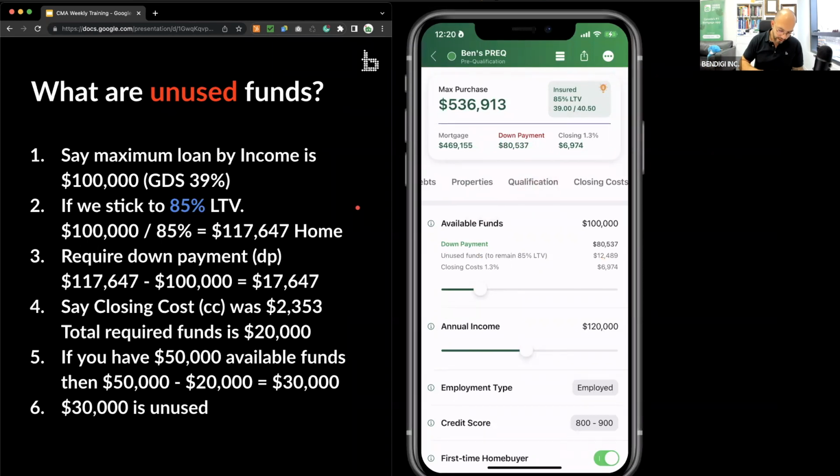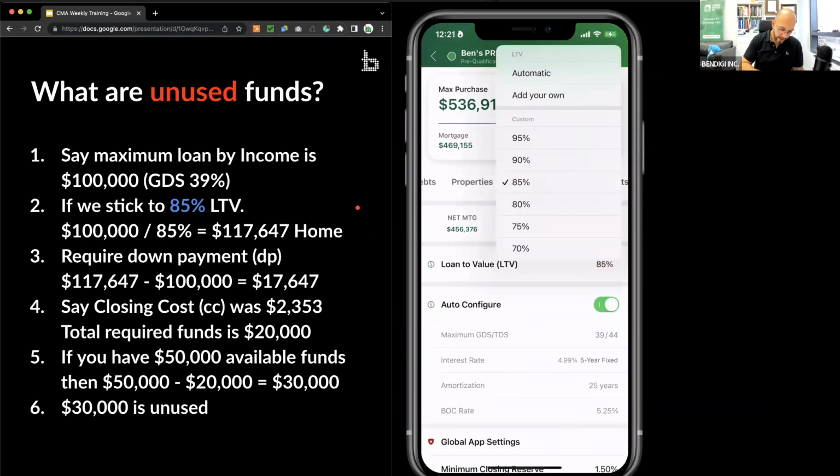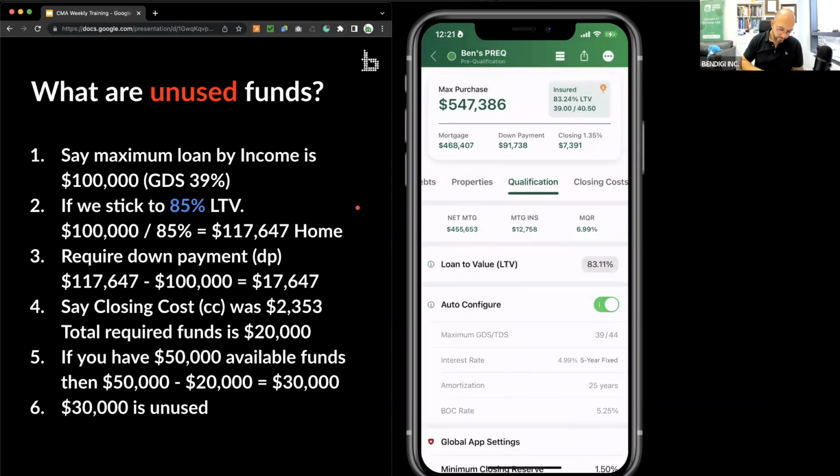I'm just going to switch it back to automatic. So you can see that it's now 83%. So 83.11 is our best option.